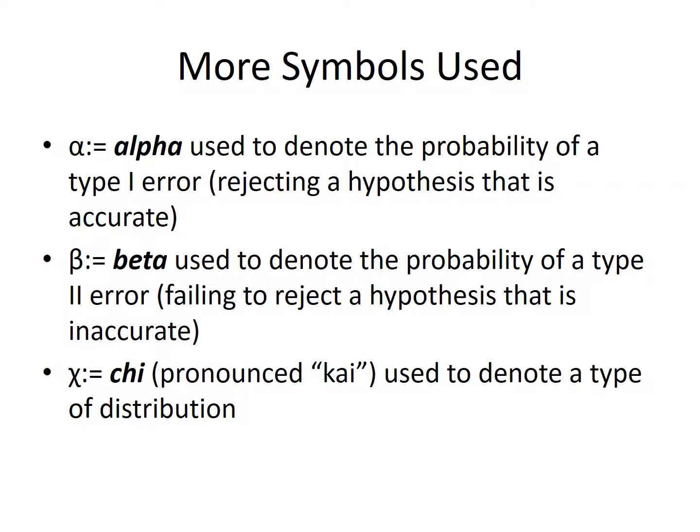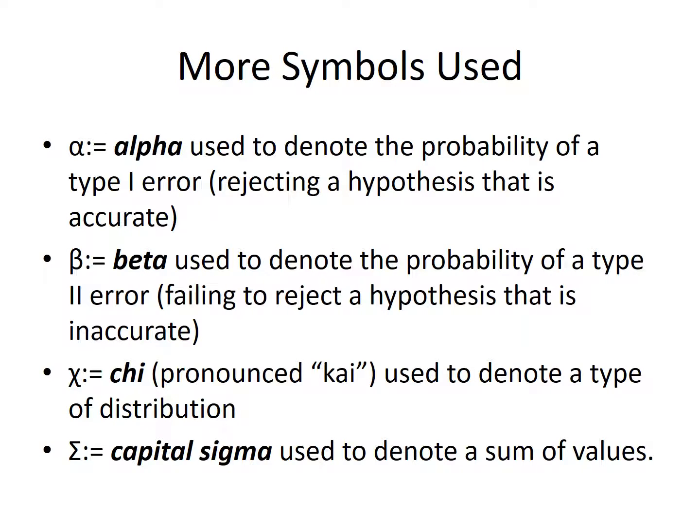The Greek letter chi is used to denote a type of distribution. There are chi distributions, and there is a chi-squared distribution that's commonly studied in statistics courses. The capital sigma is used to denote the sum of values.